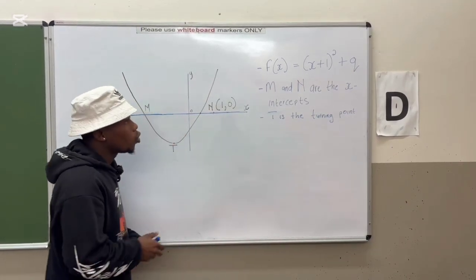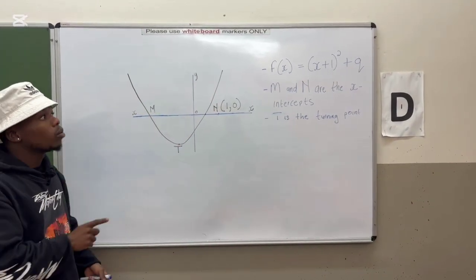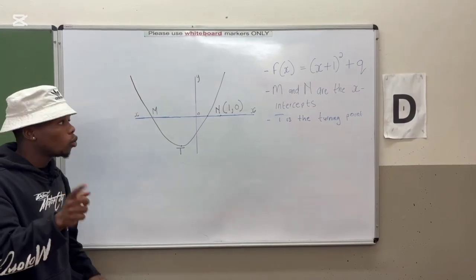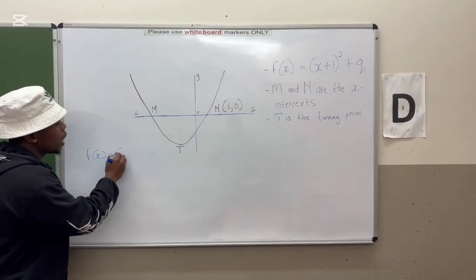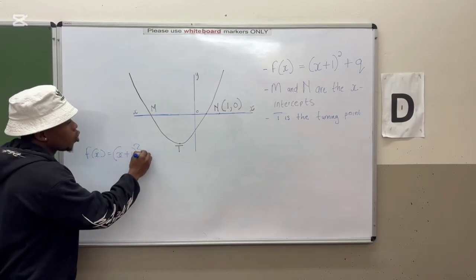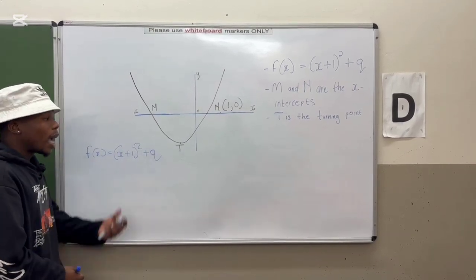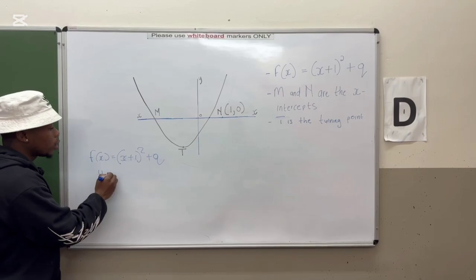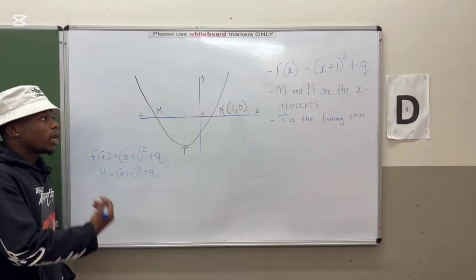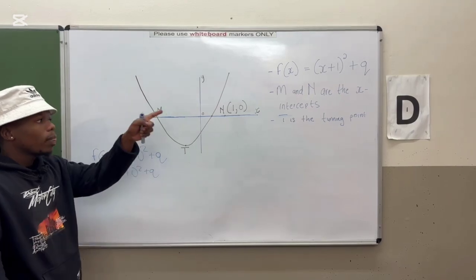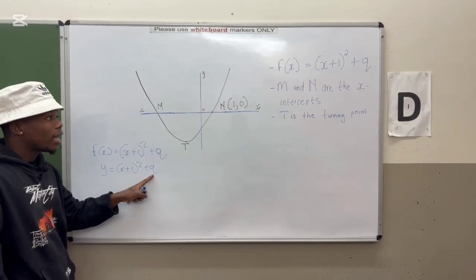Now let's go back to option number 1. Option number 1, we said we must calculate the value of q. Remember something, my f of x is given by (x plus 1) all squared plus q. I can write this as y is equal to (x plus 1) all squared plus q. Now we need to use the coordinate of n to calculate the value of q.